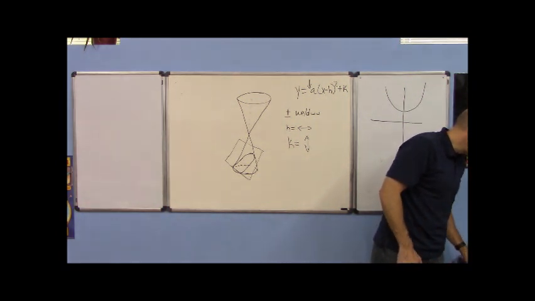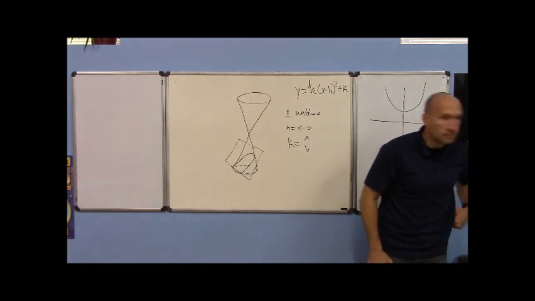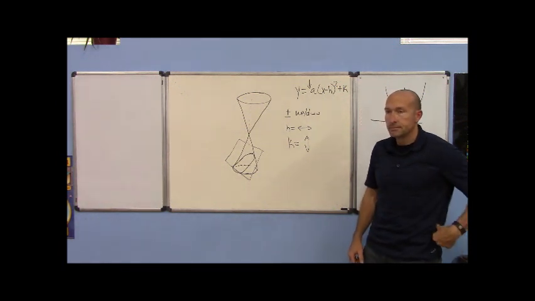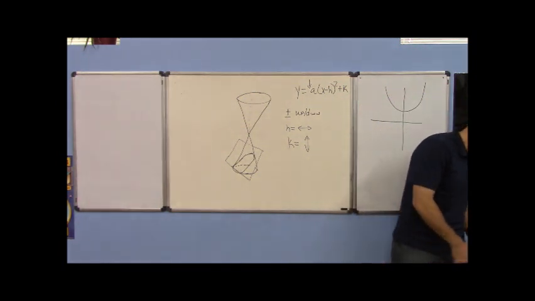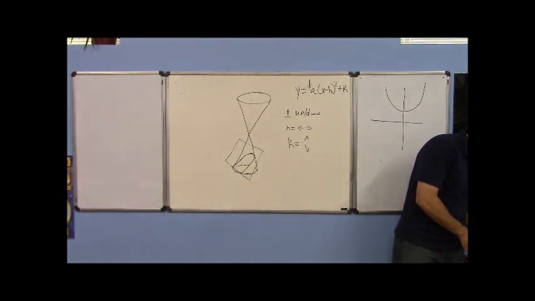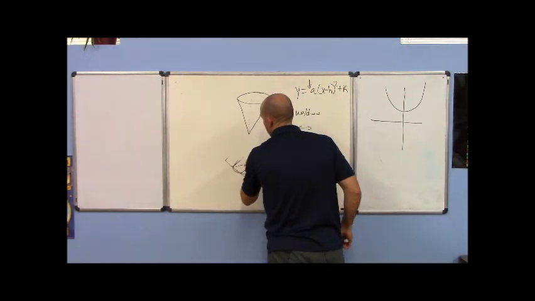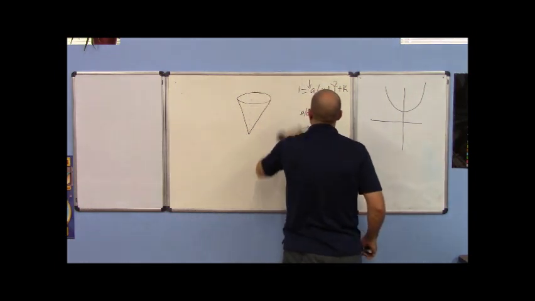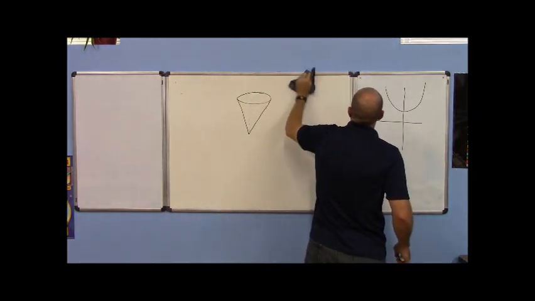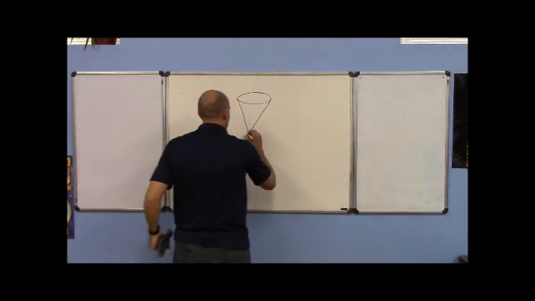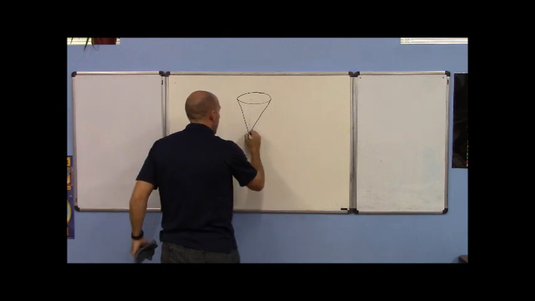Now, 14.4. What is happening with this is we still have our conical surface, but we are going to end up with an ellipse.